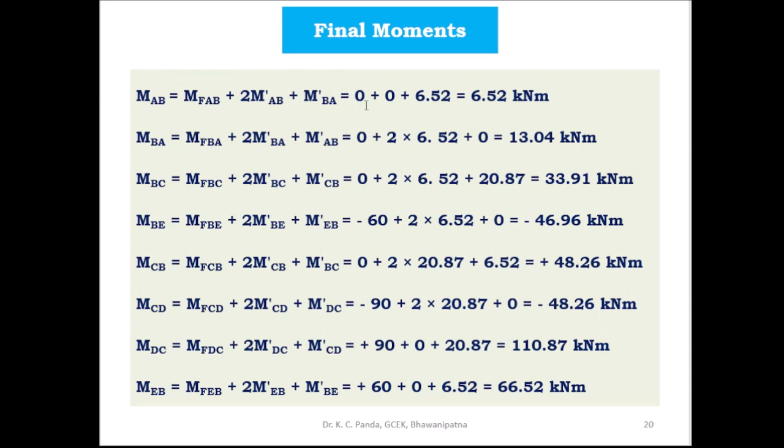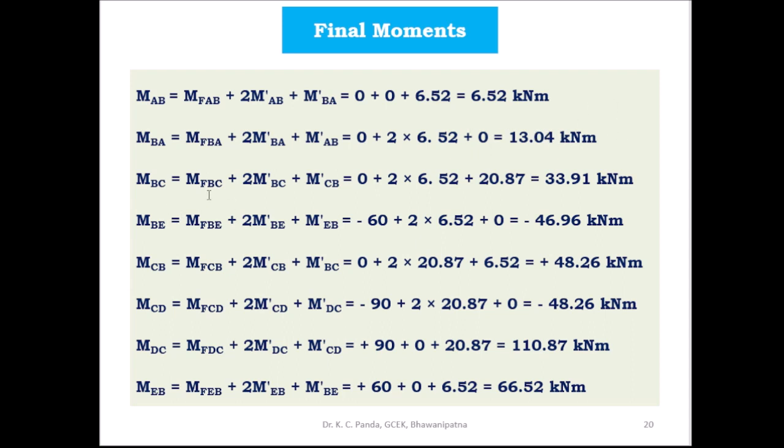So MFAB is 0, M dash AB is 0 and M dash BA is 6.52. So MAB is equal to 6.52 kilonewton meter. Similarly MBA is equal to MFBA plus twice M dash BA plus M dash AB. 0 plus 2 into 6.52 plus 0, this is equal to 13.04 kilonewton meter.